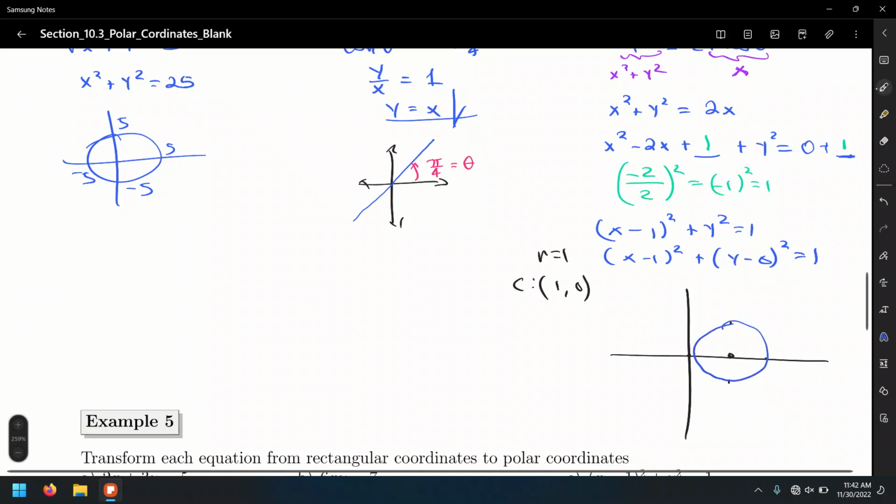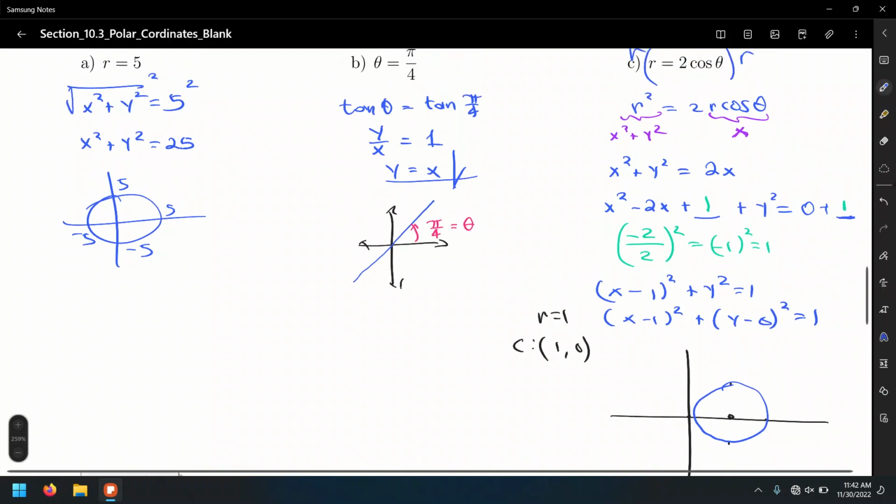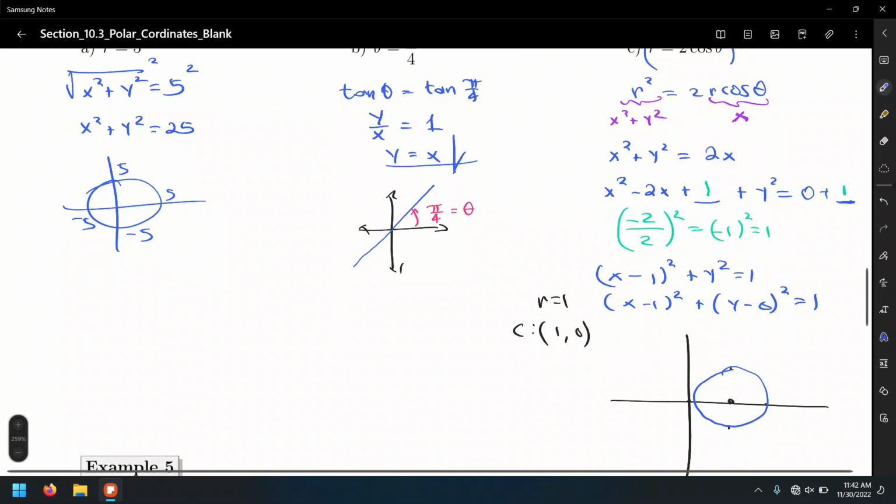Notice that despite this being a circle, it took us a little more work than the circle that we got in part A, because the circle in part A is the simplest case of a circle, that is, a circle centered at the origin. When it's shifted either horizontally or vertically, that's where we have some issues with it. We have to do a little more work. All right.